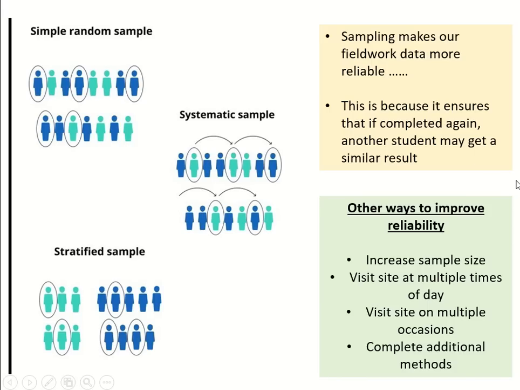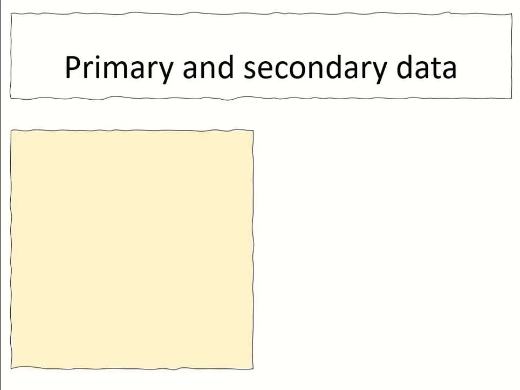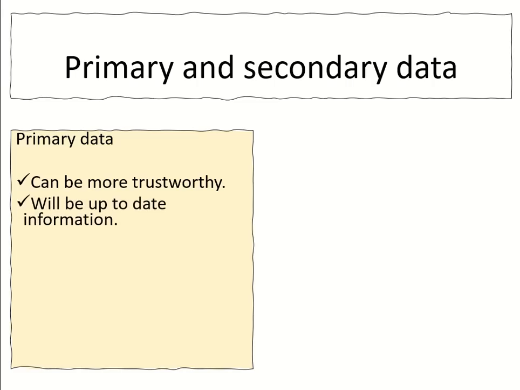Now, when it comes to actually collecting this fieldwork, there are a couple of things we need to know about. Firstly, primary and secondary data. Now, primary data is data that you go and collect yourself in person. And primary data is pretty good because, generally speaking, it can be quite trustworthy because you know that you're collecting the result, you know who's doing it, you know it's going to be more reliable. It will be up-to-date information. In other words, you know that what you are collecting is the most up-to-date information possible.